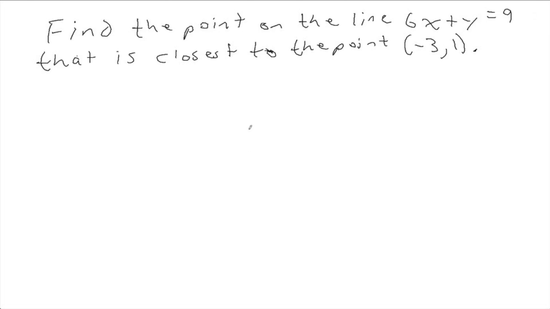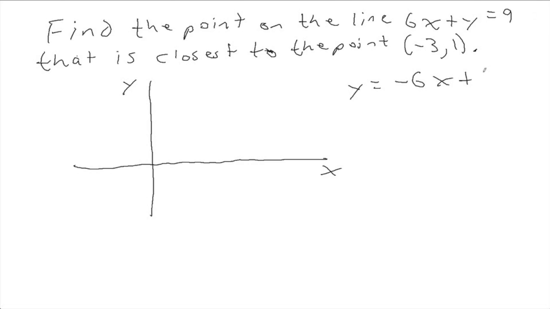Okay, so here's the problem. So I think it's useful in these problems to start by drawing a graph. And clearly we have a line here, so let's graph the line. Now, we can't graph a line on our calculator unless we solve for y. So how would you solve this equation for y? Y equals negative 6x plus 9. And now we can pull over the calculator.